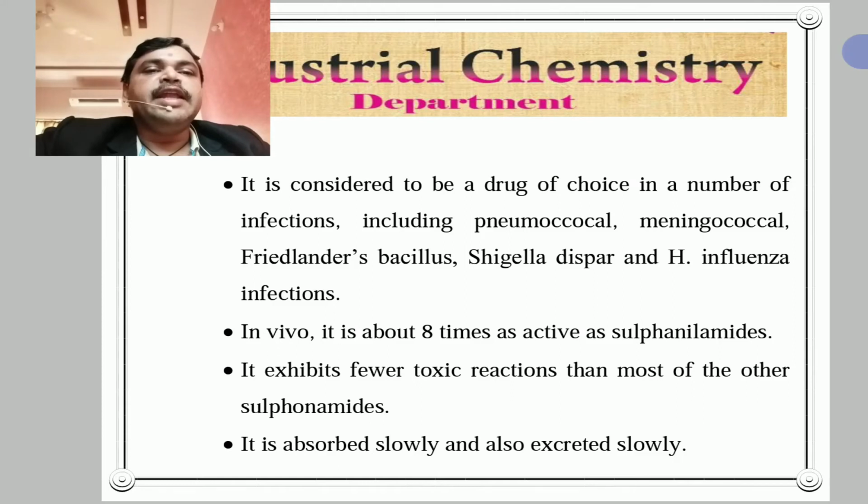Next application: in vivo, sulfapyrimidine is about 8 times as active as sulfanilamide, which is also a drug in this class. Number 3, it exhibits fewer toxic reactions than most other sulfonamides. And last, number 4, it is absorbed slowly and also excreted slowly. So it is a very important drug in medicinal application.